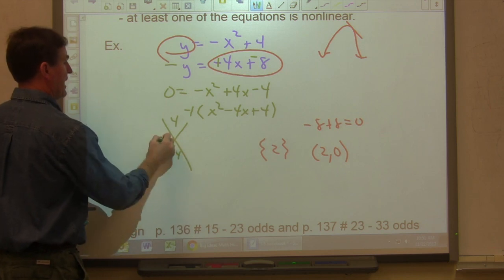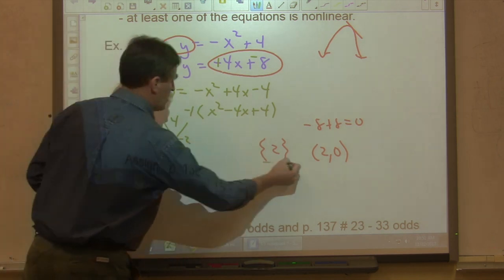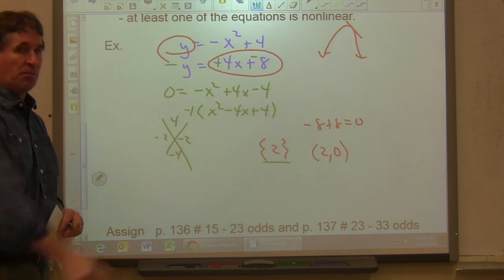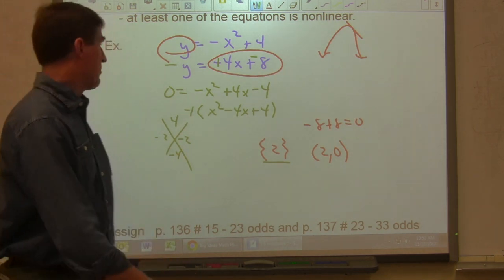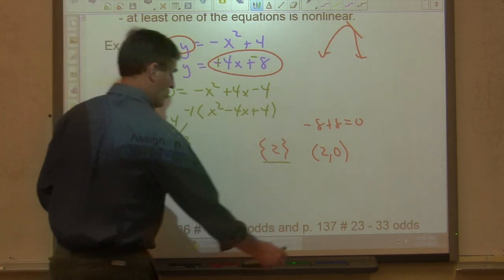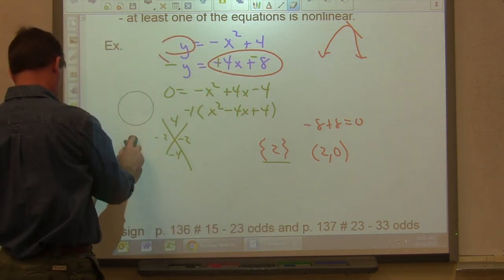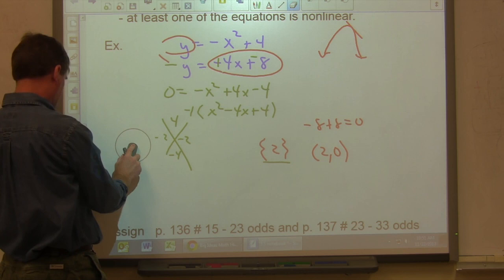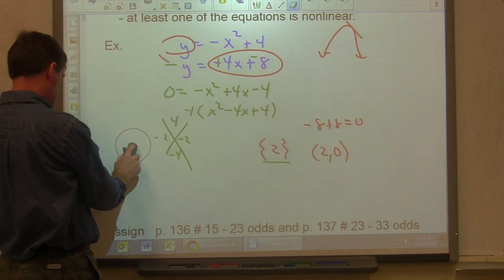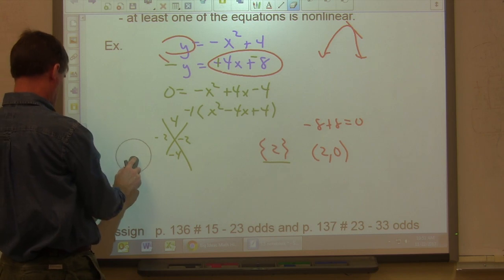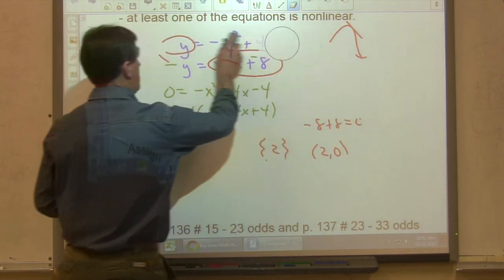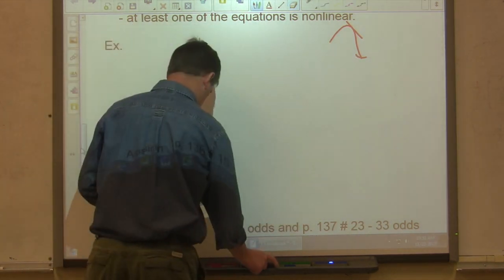But again, as you see, we can do the x method. 4 and negative 4, negative 2 and negative 2. And again, we get 2 as our only answer, and you plug it in. So it works the same way. Either way, it's just your choice on which one you are more comfortable using. Let's do one more, then I'll have you try a couple.